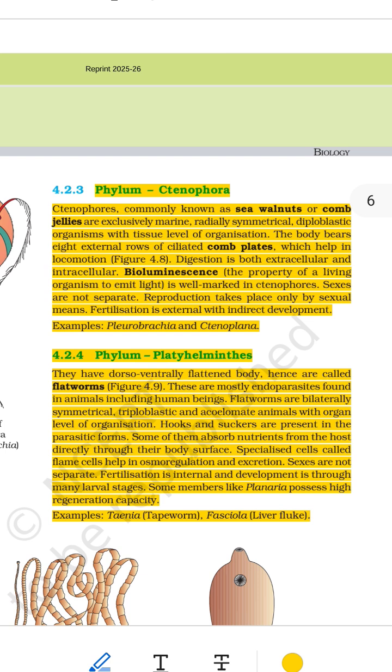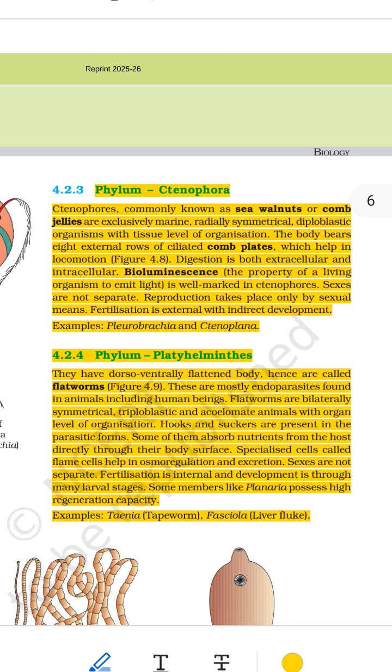Their bodies are symmetrical like a wheel, which means you can divide them in any direction and both sides will look the same. This is called radial symmetry. They are made from 2 layers of cells, which is called diploblastic. Their body is still quite simple. They don't have organs like a heart or brain, but they do have tissues, groups of similar cells that do specific jobs.